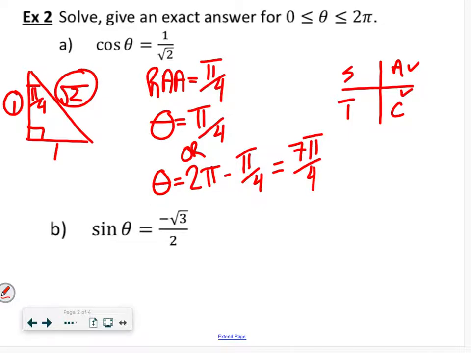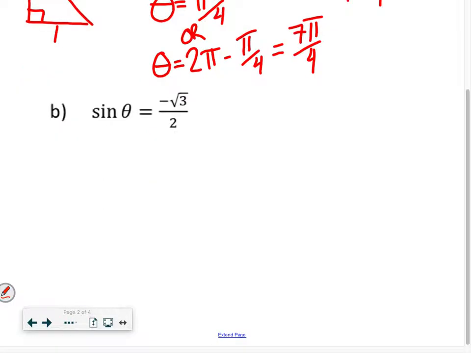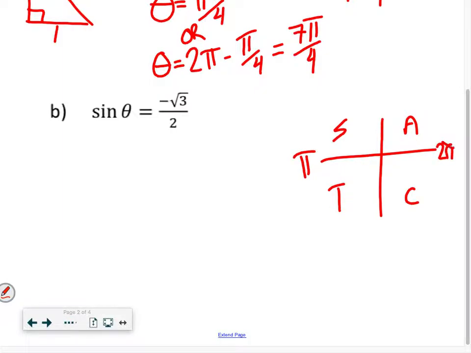Again, I'm going to leave the next one for you. The next one's just the other special triangle. Set up CAST, figure out where you are. Remember that this is pi, this is 2 pi if you go all the way around. Figure out what you're adding or subtracting, pi or 2 pi, to get to the right quadrant.